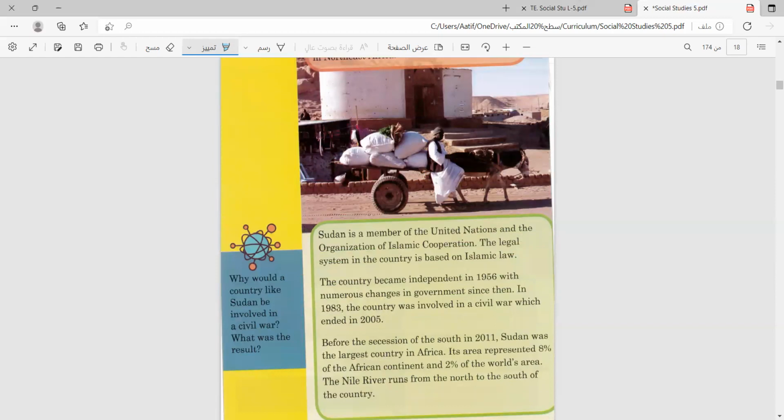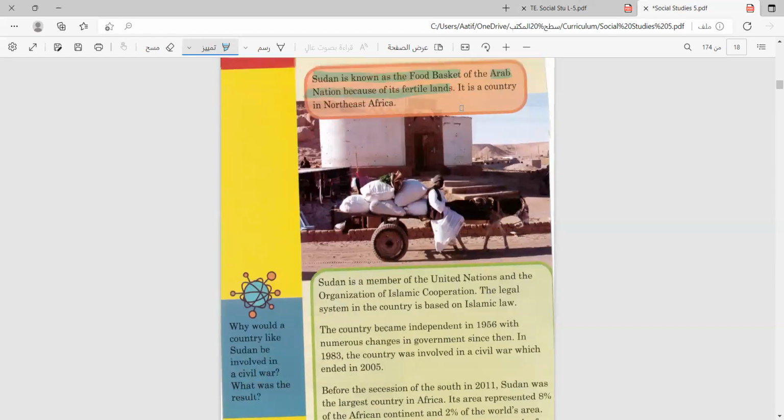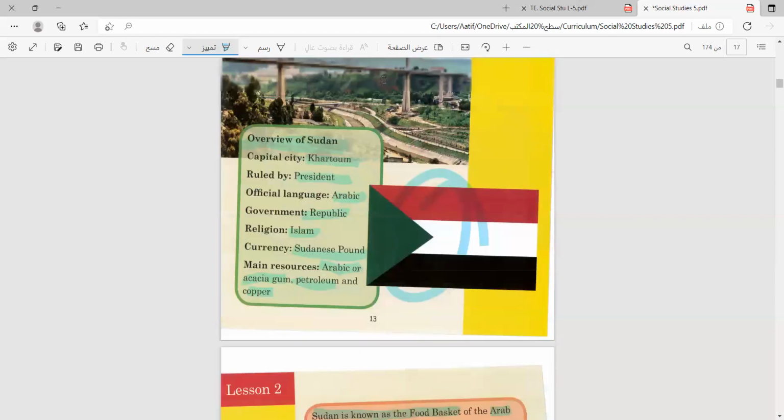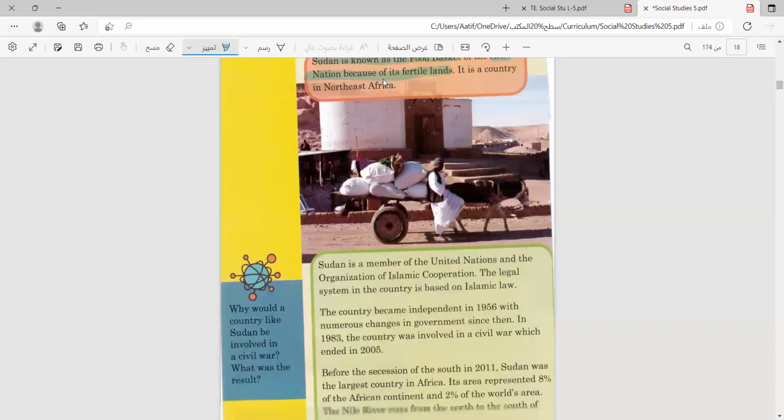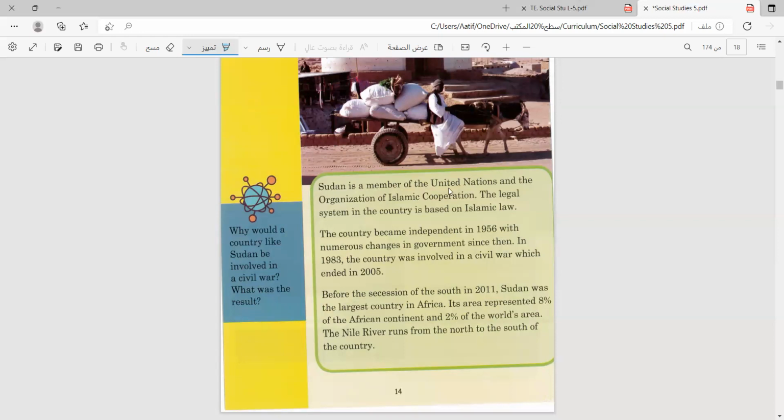Here we have a picture from Sudan. We can see that it's still a rural country. Rural, it's not developed, and they live off agricultural products like cherries, dates, fruits. Sudan is a member of the United Nations and the Organization of Islamic Cooperation. So it has good relations with the other countries. Let's underline this. The legal system is based on Islamic laws. The legal system in the country is Islamic law.